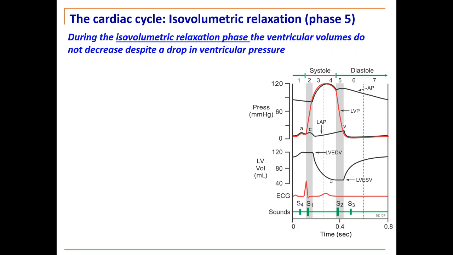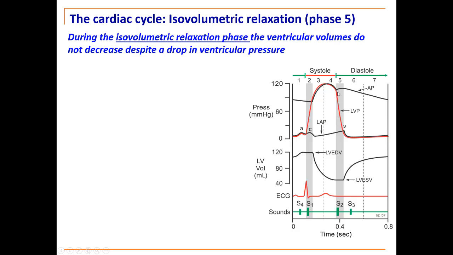So we're now into phase 5, and if we're looking up at the top, we're now into ventricular diastole. So we now know that the ventricles are completely relaxed and are going to start to fill up with blood. The first phase of this is isovolumetric relaxation. From its very name, you know that the volume in the ventricle isn't going to change and that the ventricle is relaxed. So during this isovolumetric relaxation phase, the ventricular volumes do not decrease despite a drop in ventricular pressure. You can see this massive drop in ventricular pressure.